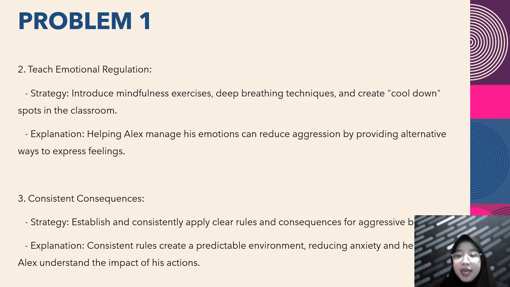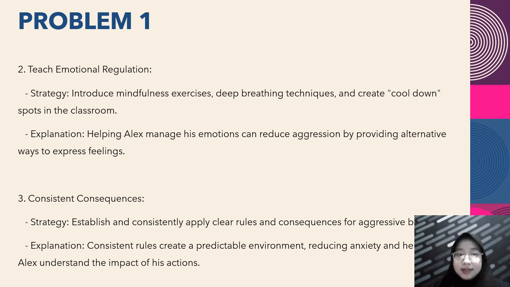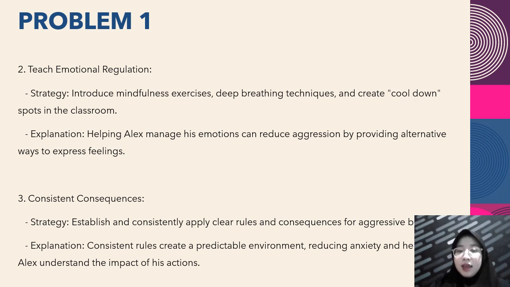Number three is consistent consequence. So we have to state the consistent consequence. The strategy is establish and consistently apply clear rules and consequences for aggressive behavior. So, consistent rules create a predictable environment, reducing anxiety and helping Alex understand the impact of his actions. Like that.